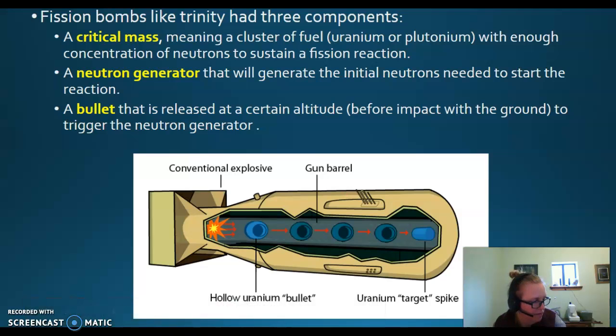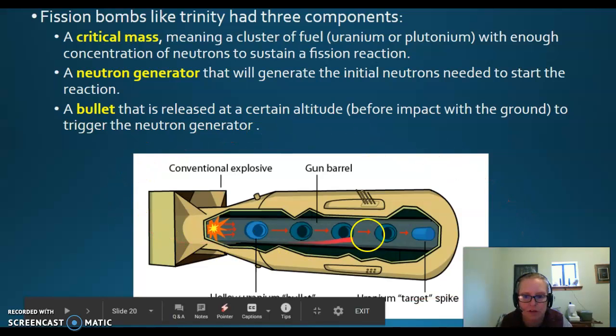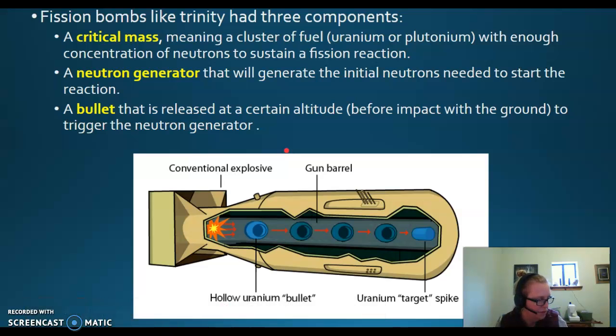Okay, on to 25. So fission bombs like Trinity had three components. There's a critical mass, like a cluster of fuel, so often uranium or plutonium, with enough concentration of neutrons to sustain a fission reaction, that chain reaction that happens. You need a neutron generator that generates the initial neutrons needed to start the reaction, and a bullet that's released at a certain altitude before impact with the ground to trigger that neutron generator. So this is kind of a drawing of that bomb. All right, and that's 25.